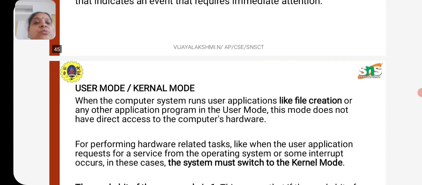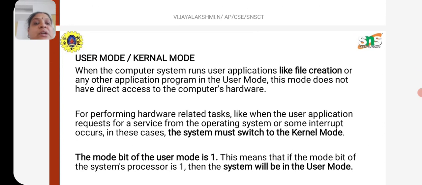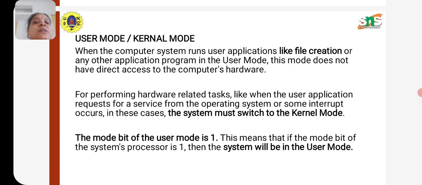And what are the two modes available? One is user mode and the other is kernel mode. This diagram, in the introduction class, we saw the two modes: user mode and kernel mode. Applications like file creation or any other application program will be done in the user mode. This mode does not have any direct access to the computer hardware.